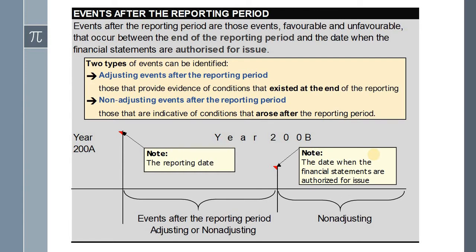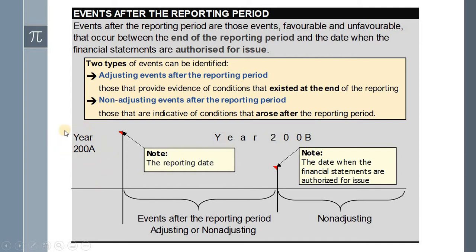So according to PAS 10, these are the events, favorable or unfavorable, that occur between the end of the reporting period and the date when the financial statements are authorized for issue. So basically, in order for us to determine which events fall under PAS 10, we need to determine two important dates. And these are the date of the end of the reporting period and the date the financial statements are authorized for issue. So as you can see in our timeline, we have two reporting periods.